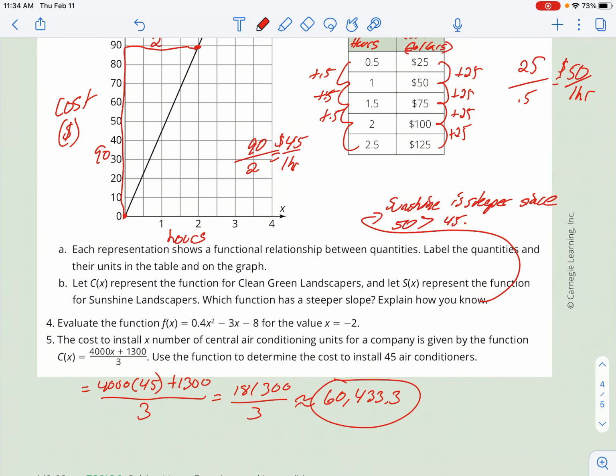Lastly is number 4. Evaluate the function. I'm just going to plug in -2 wherever I see x. Now I'm going to go to my calculator and punch that in, putting in exactly what we have there.